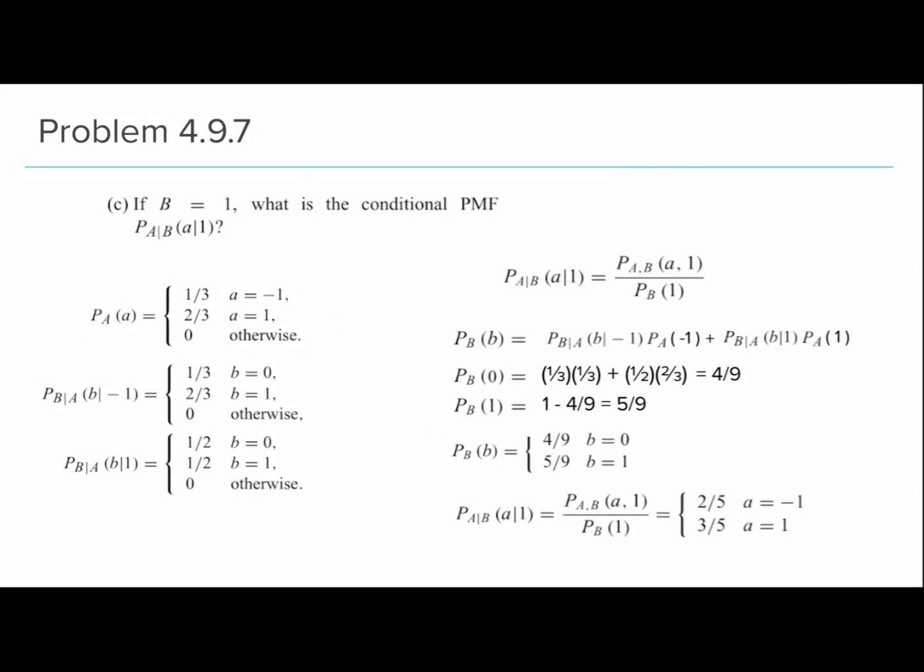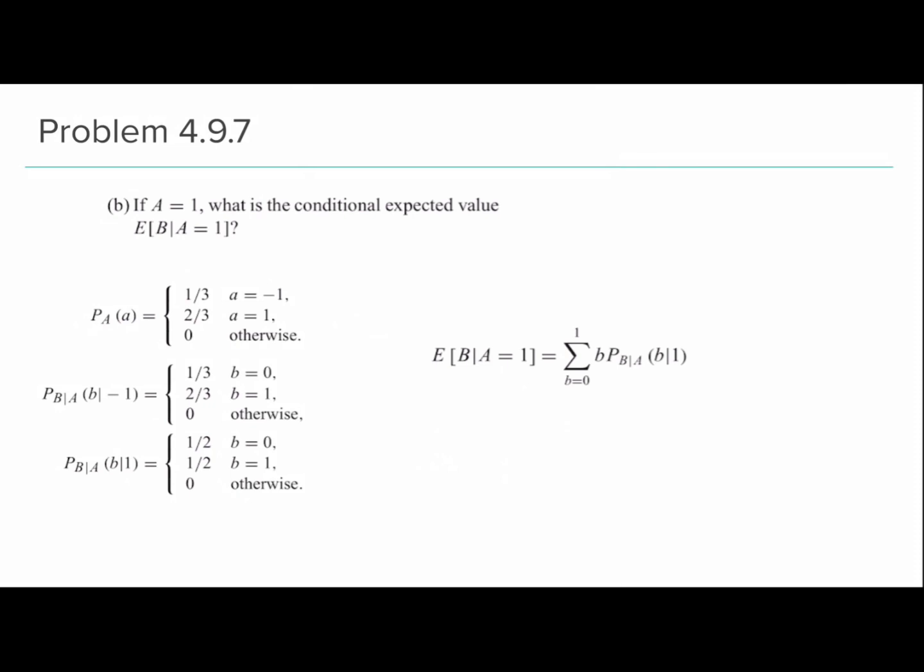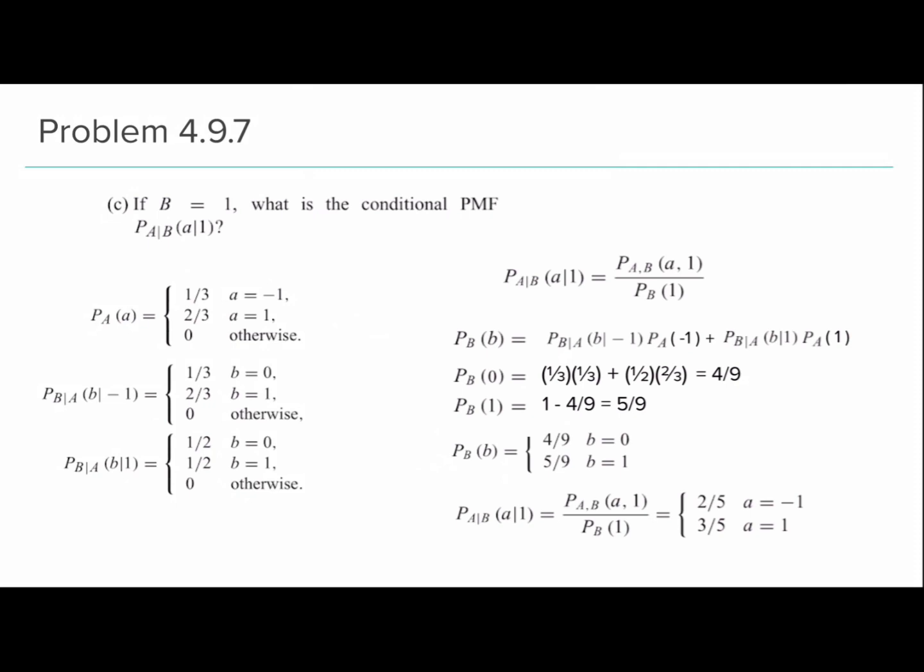And so for A equal to -1, what we have is 2 by 9 divided by 5 by 9, which is 2 by 5. And for A equal to 1, we have 1 by 3 divided by 5 by 9, which is equal to 3 by 5. So here we have the value of P of A given B, which is what we had to find in this part.